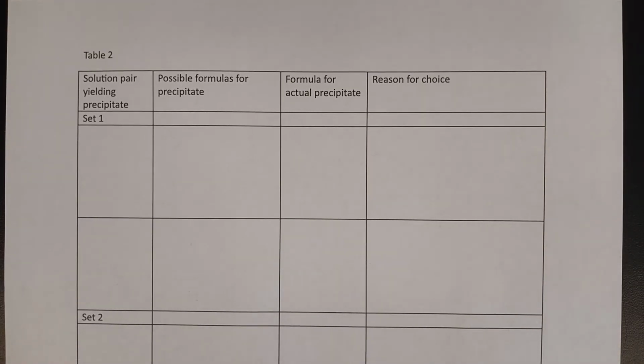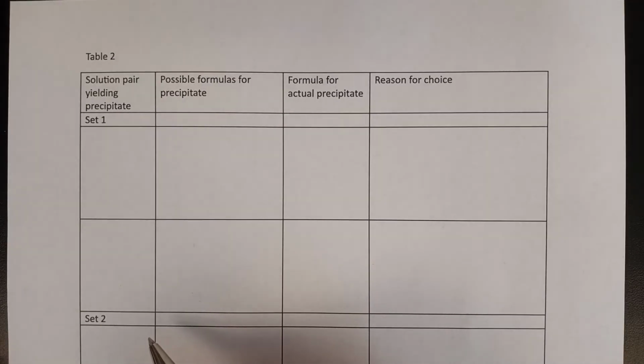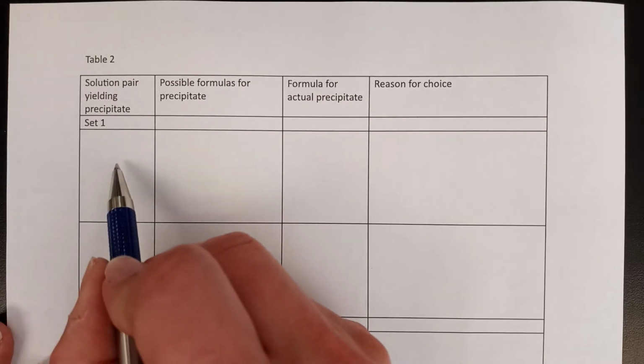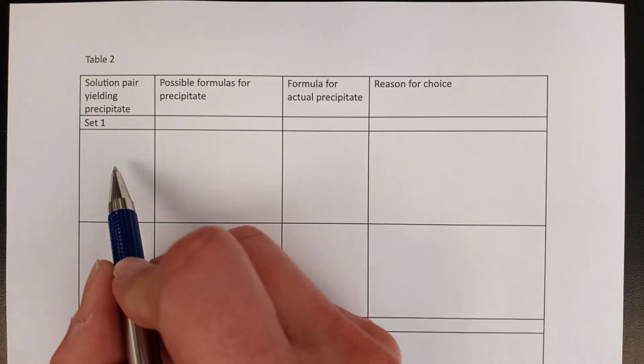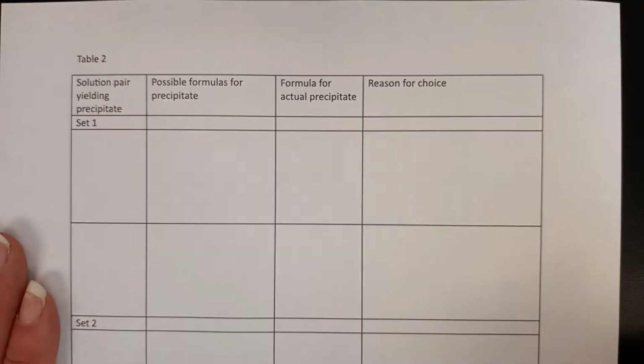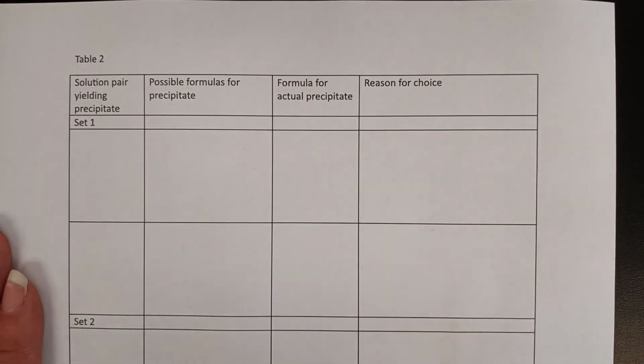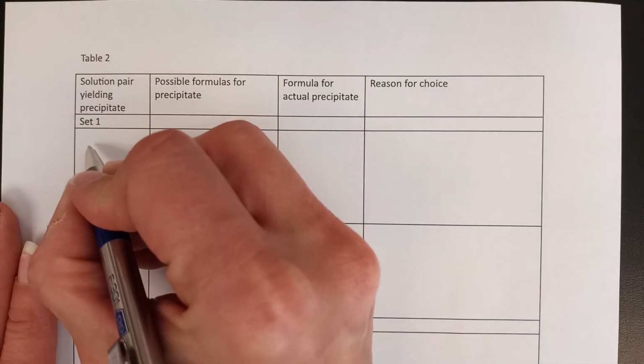I'm going to show you how to find the answers to the data analysis problems in the lab. Okay, question number 1 asks us to identify the pairs of chemicals from each set that produce precipitates. What that means is we're going to go through our data and find the things that turned cloudy and write those chemicals here. So in set 1, the very first pair of solutions turned cloudy and white.